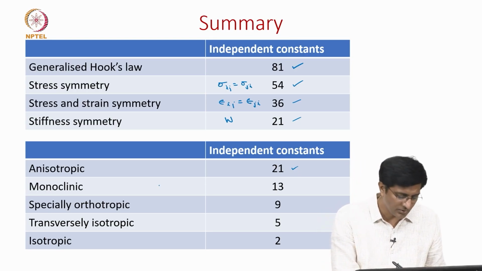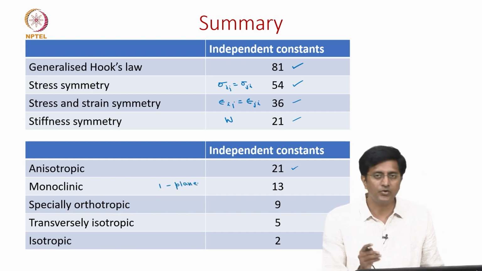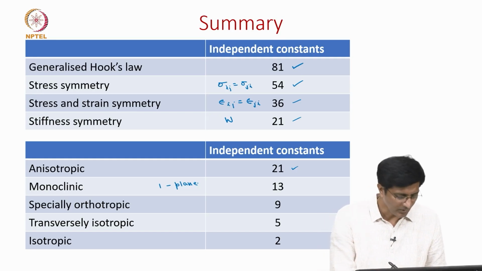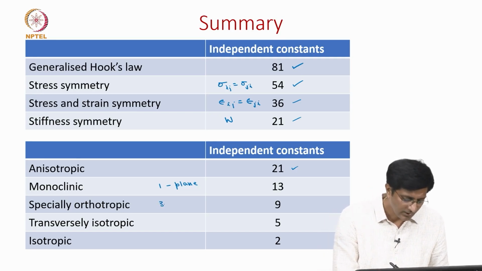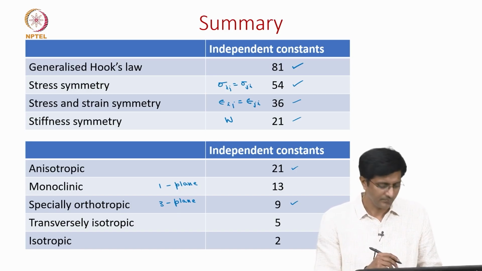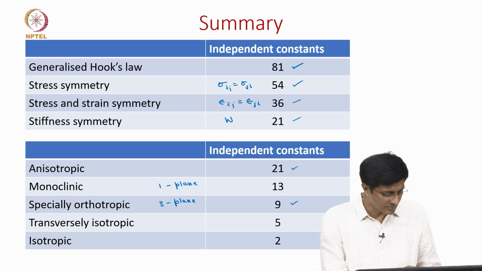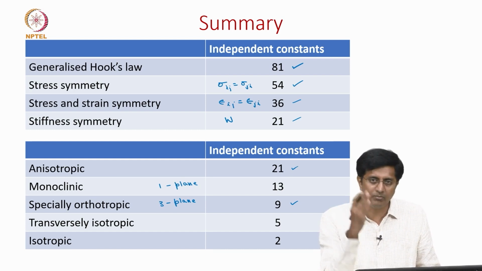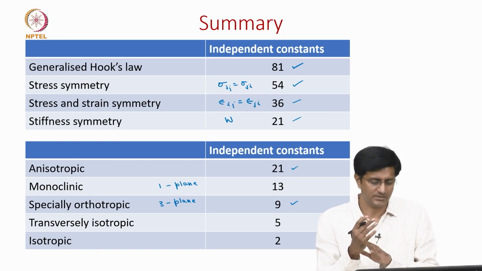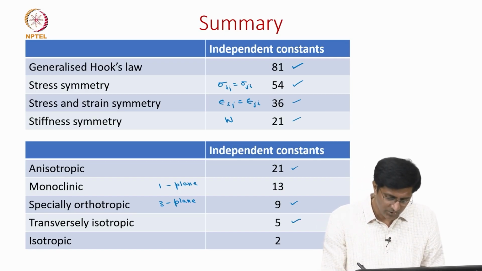For monoclinic, we said there is one principal direction or one plane about which the material is symmetric, meaning the other side of the material is just a mirror image across the plane. And for specially orthotropic, we said there are 3 orthogonal planes of material symmetry, and once we have that, it reduces to 9 independent constants. Later, we also discussed the transversely isotropic material, meaning there is one plane, in that plane the properties are the same in all directions. So, with that we reduced it to 5 constants.